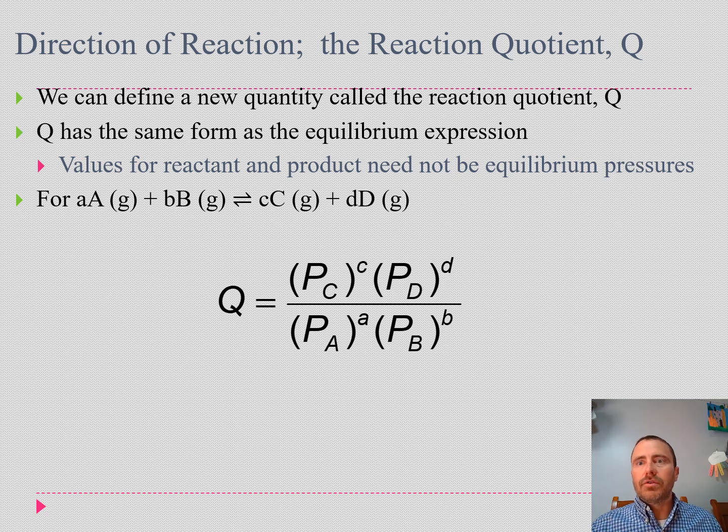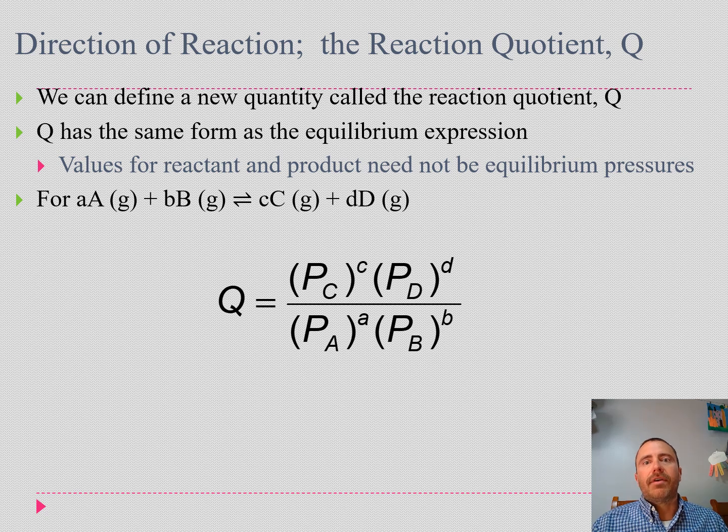We usually think, okay, we're going to go from our reactants to our products. But if we have a whole bunch of products, maybe we need to go back the other way to reach our equilibrium. And the reaction quotient is going to help us determine that.